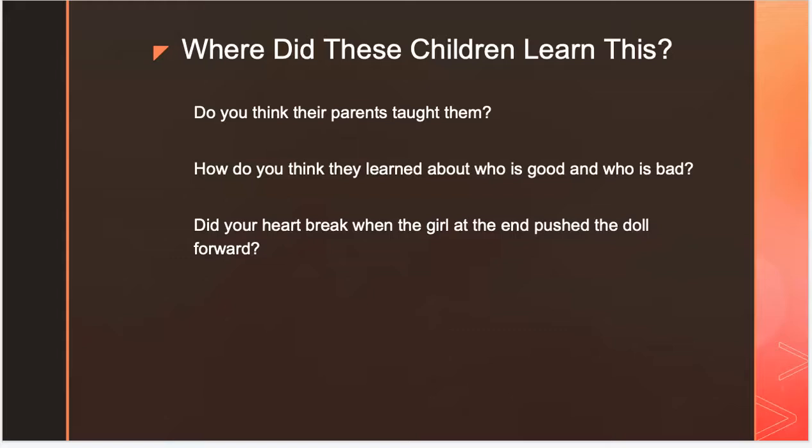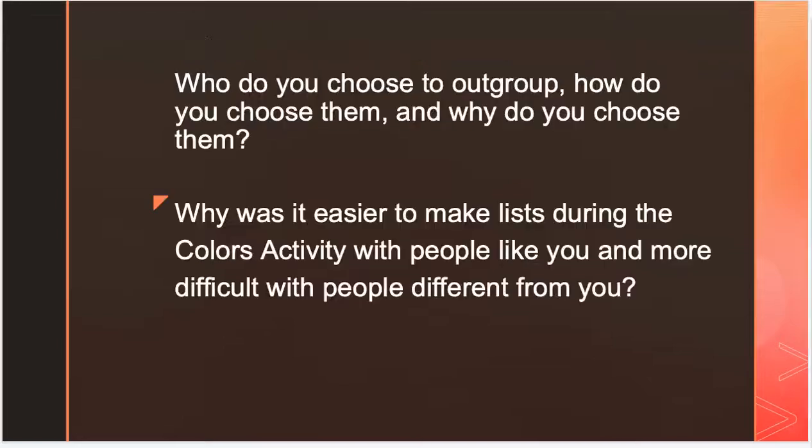It's hard because, again, this is the world we live in. And so think about you and critically look at yourself. Who do you choose to outgroup? How do you choose them, and why do you choose them? And if it was easier to make the list with people that were like you, then why was it so hard to think about what the world would look like from people outside your perspective?